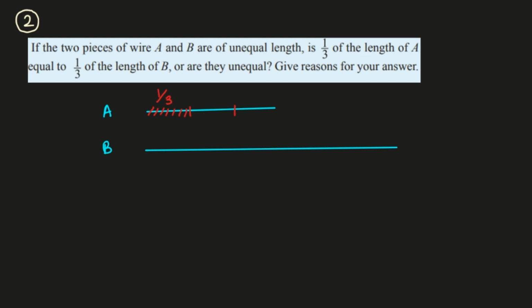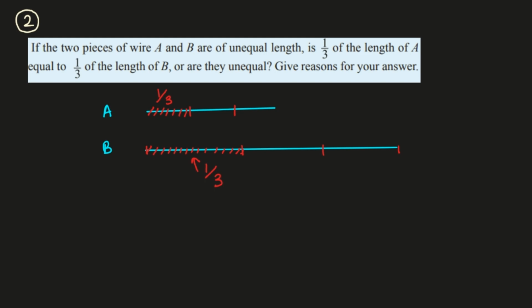So what is 1/3 of wire B? If I divide wire B into 3 equal parts, then the highlighted part here will be 1/3 of wire B. So what they're asking is, if two pieces of wire A and B are of unequal length, is 1/3 of the length of wire A equal to 1/3 of the length of B? Or are they unequal? Give your reasons for the answer.